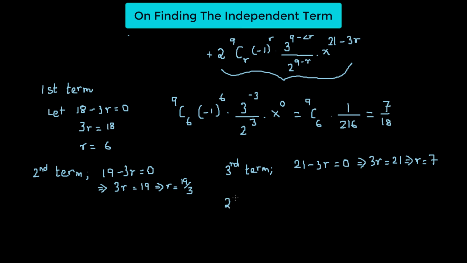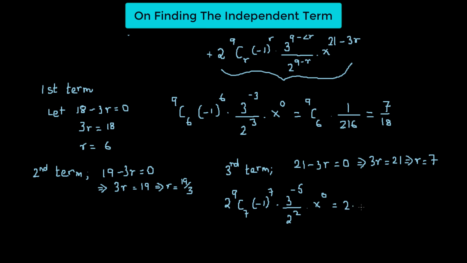So it's 2 times 9c7 times negative 1 raised to the power 7 times 3 raised to the power 9 minus 2 times 7, which is 14. So 9 minus 14 gives us negative 5, divided by 2 raised to the power 9 minus 7, which is squared, times x raised to the power of 0. So this is finally 2 times 9c7.